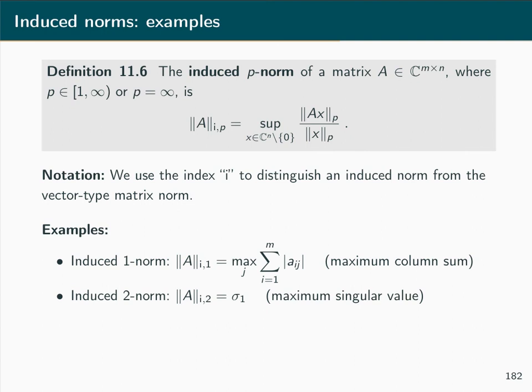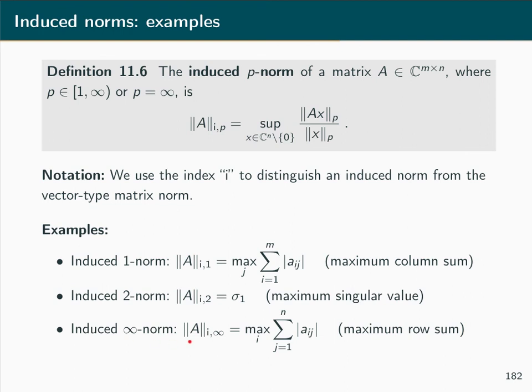Second, the most important induced norm is of course the induced 2 norm. It turns out, and that's again stated without a proof, that the 2 norm of any matrix is equal to sigma 1, which is its maximum singular value. And finally, the induced infinity norm, which turns out to be the maximum over all rows of the sum of the absolute values of each row, which is also called the maximum row sum.